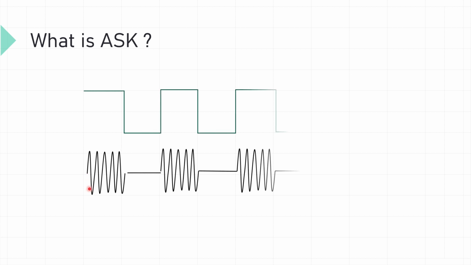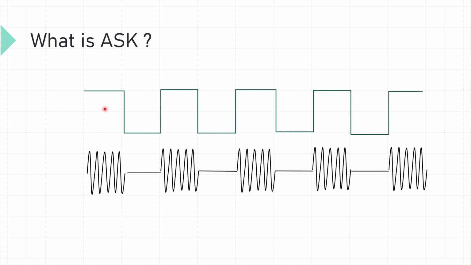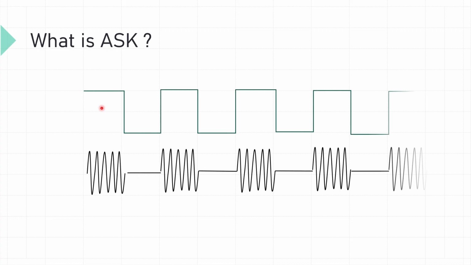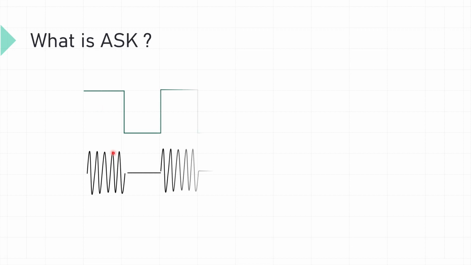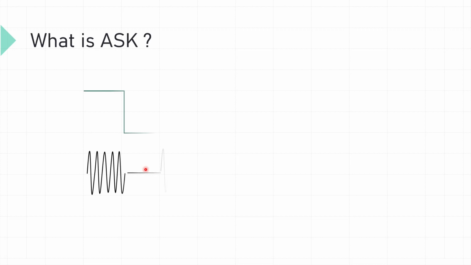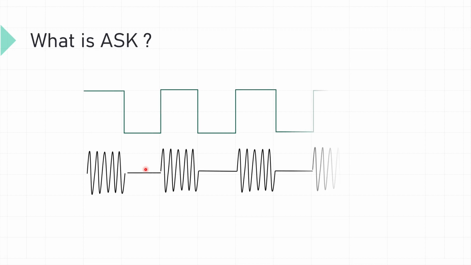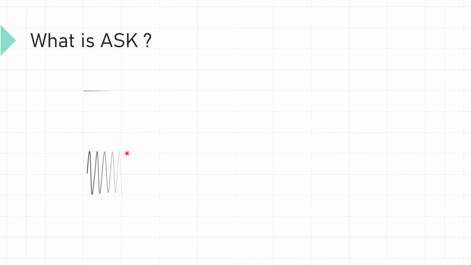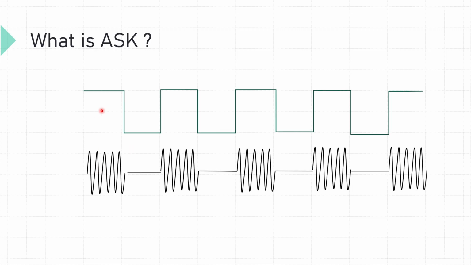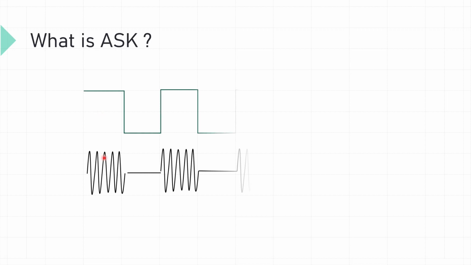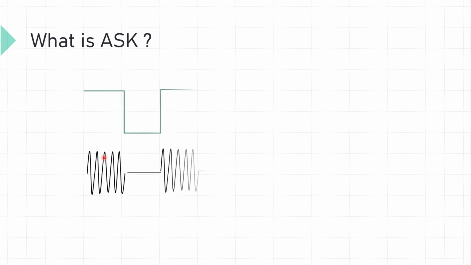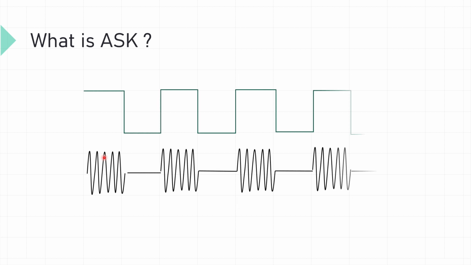So in digital communication, we transmit binary 1 and binary 0. To represent 1, we are transmitting carrier, and to represent 0, we are not transmitting carrier. So this kind of transmitting the carrier when binary 1 is to be transmitted, that is ASK, amplitude shift keying, also called as on-off keying.